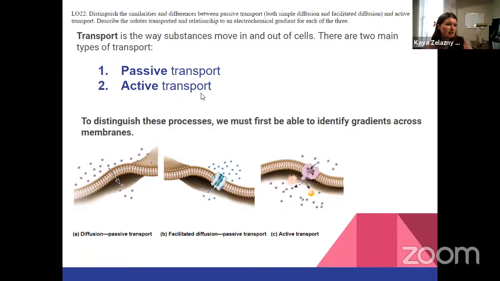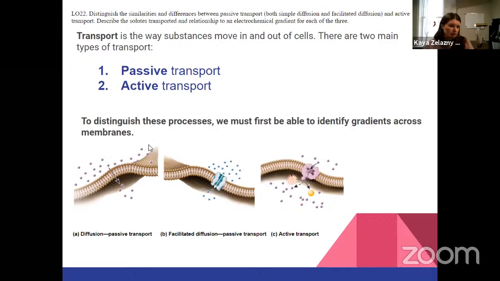Now, in order to identify whether something is undergoing passive or active transport, we have to start by understanding something called a gradient. Okay. So in this class, what we're going to focus on is chemical gradients, although as you move forward in your courses, you'll see that the big picture is actually a bit more complicated than that. But for right now, we're thinking about chemical gradients.